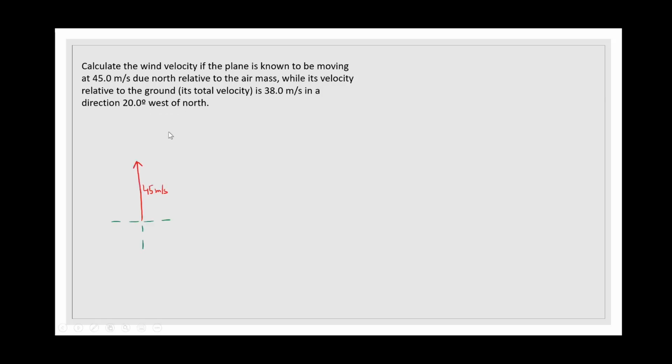So we're going to first of all draw what the plane is trying to do. It's steering completely north and going at this speed. And for the direction of the resultant, we are told west of north, so it's actually north 20 degrees west, the way it's written, 20 degrees turn from the north line in the west direction. So if you draw that, this would be it.